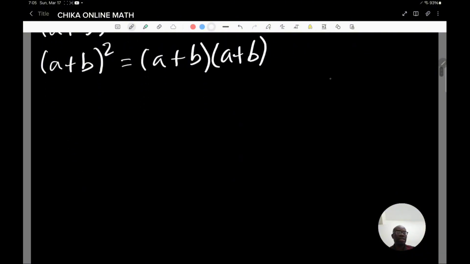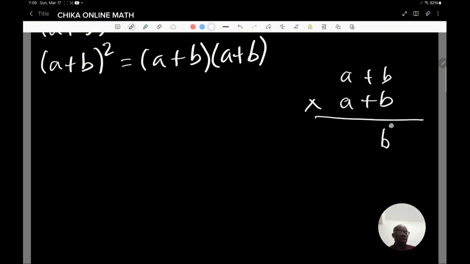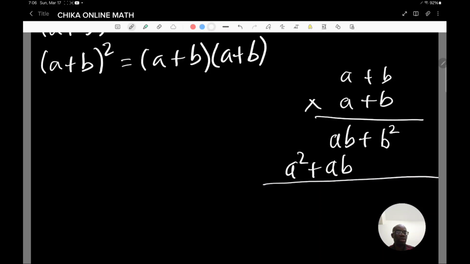Now let's try to multiply it out by the side. We have (a + b) times (a + b), the normal way we do multiplication. b times b will give us what? b squared. b times a will give us what? ab. So this is ab plus b squared. Now let's use the second a to multiply. a times b will give us what? ab. And a times a will give us what? a squared. So this is a squared plus ab.